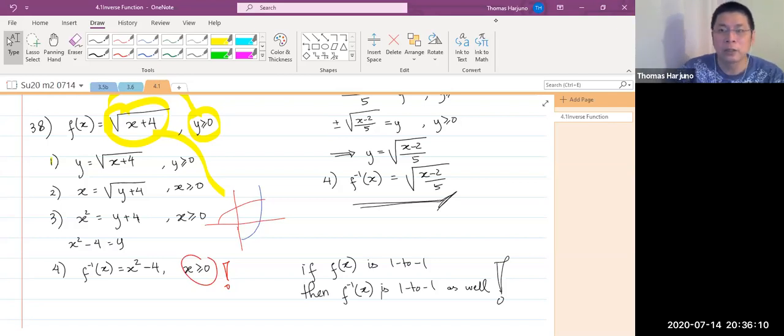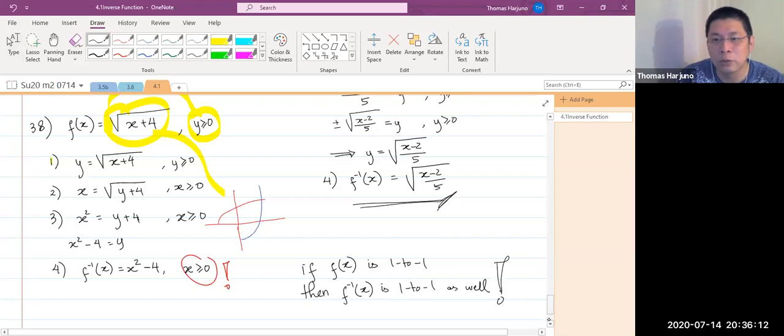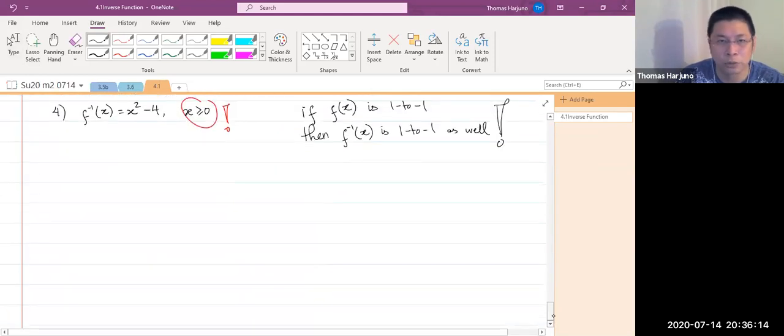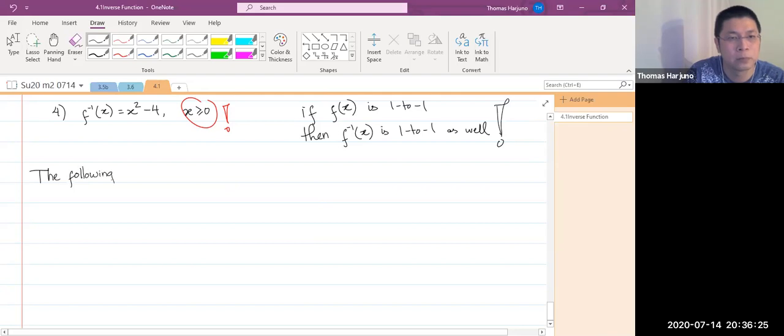Now, the next thing I will do in the next 20 minutes or so is something not in our textbook. The following is not in our textbook.